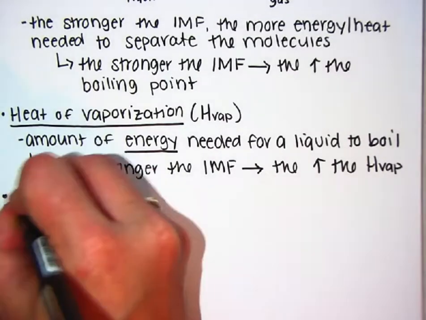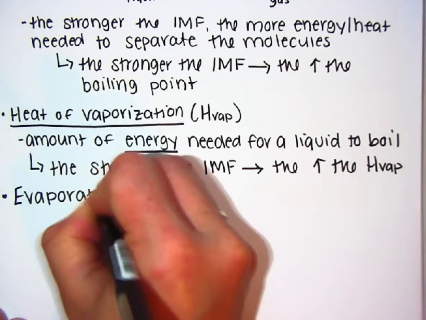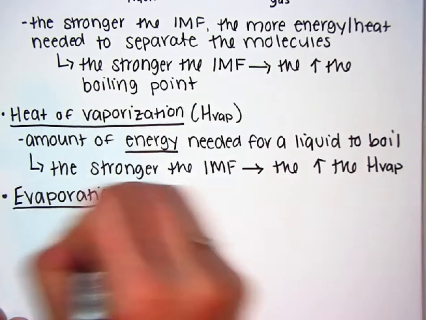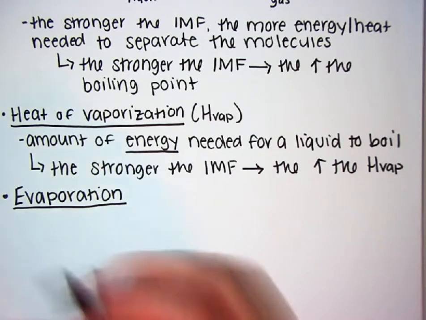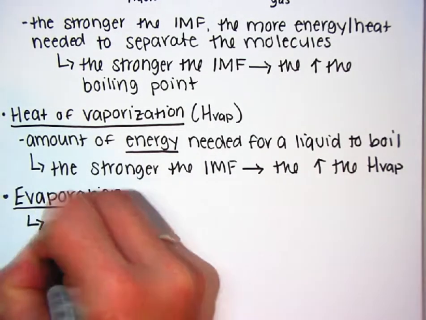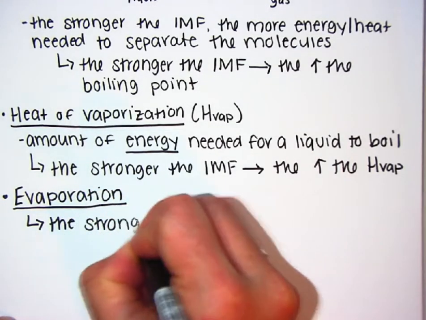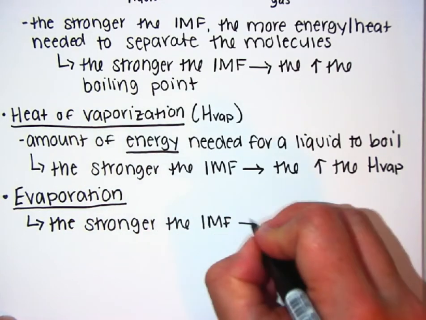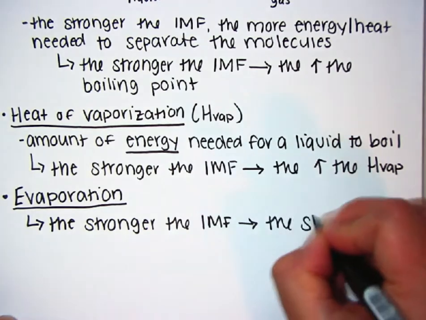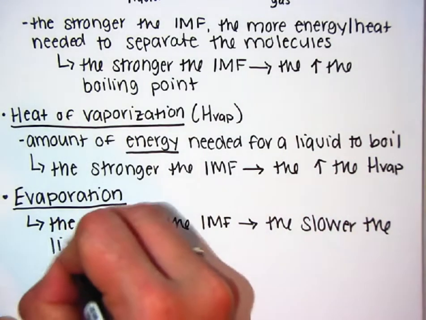Next, let's talk about evaporation. Let's say you spill a little bit of water on the table and you don't wipe it up. After a while, that water is going to evaporate, again going from liquid to a gas. The stronger the IMF, the slower the liquid will evaporate.